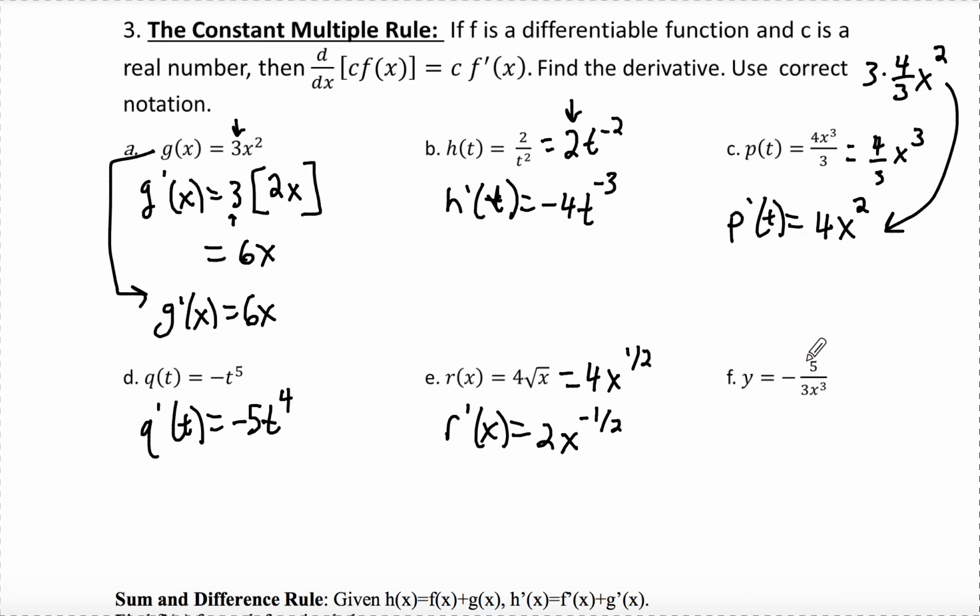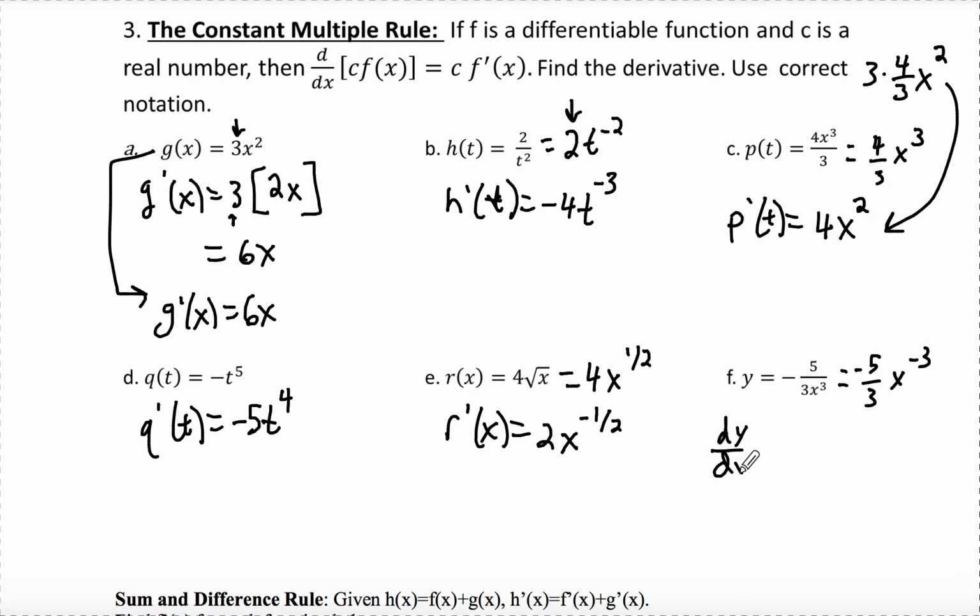And y equals negative 5 over 3 x cubed. Well, let me leave the negative 5/3 as a constant there. But then this is a 1 over x cubed, so let me rewrite that as x to the negative 3 power. Maybe that makes things a little easier.